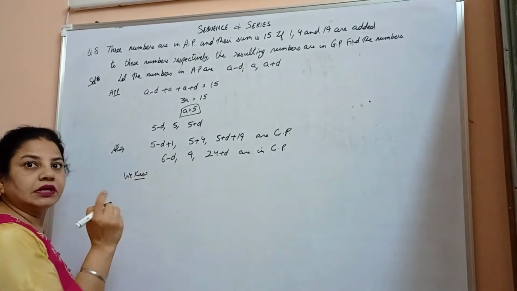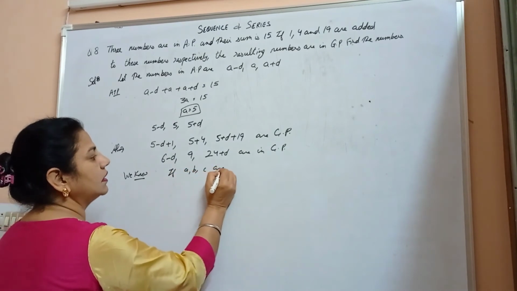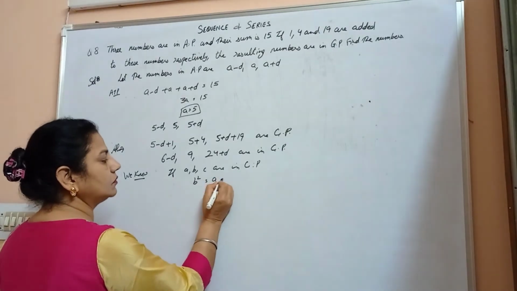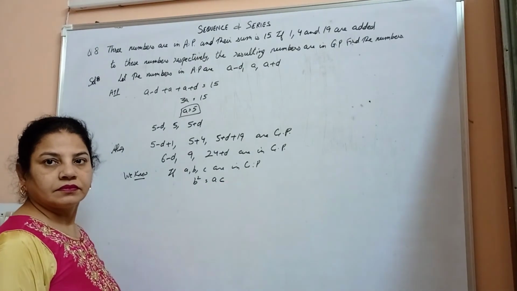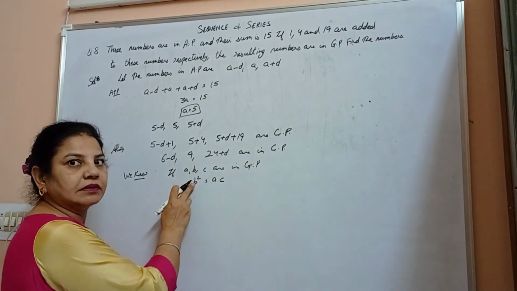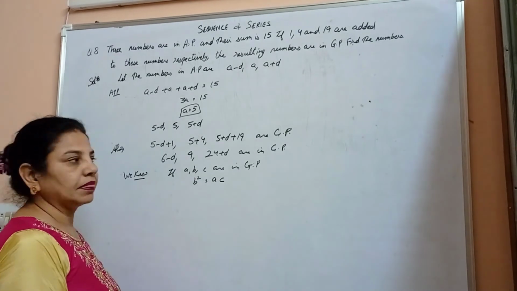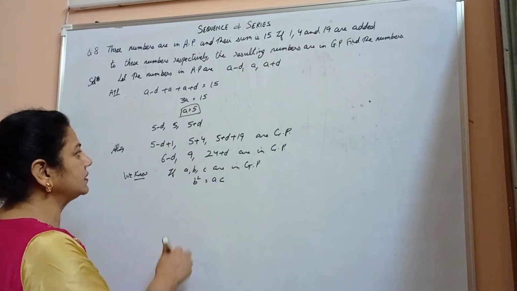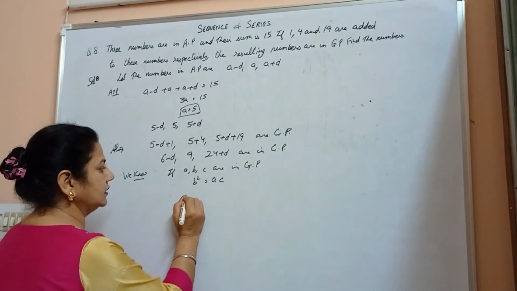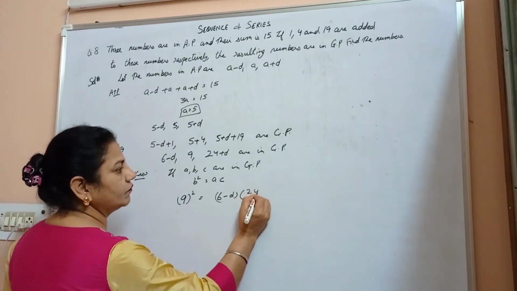We know if A, B, C are in GP, that means B square is equal to AC. If three numbers are in GP, the center number squared is equal to the product of the extreme numbers. So B square is equal to AC. Here it is given that 6 minus D, 9 and 24 plus D are in GP. So I can say that 9 square is equal to (6 minus D) into (24 plus D).